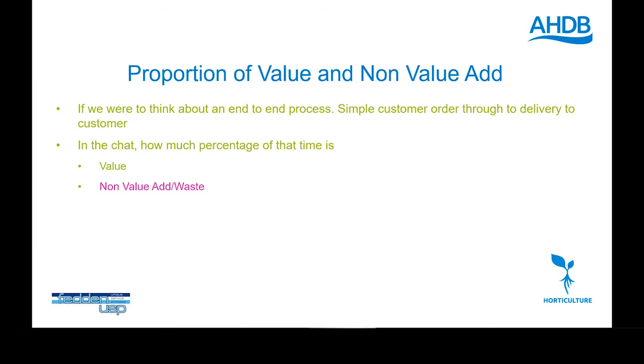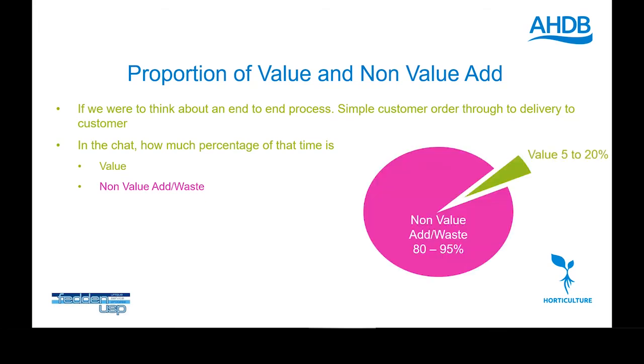So if we were to think of an end-to-end process, now this is different. I just want to get your idea, a simple process from a customer order through to delivery to a customer. And think of your own processes, but just think generally about that sort of process in terms of other things that happen. In reality, so we've said between 20 and 35%, so Dan was the closest. It's usually about 5 to 20% of the time.